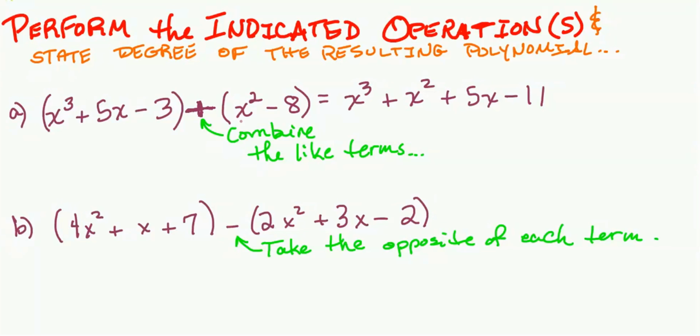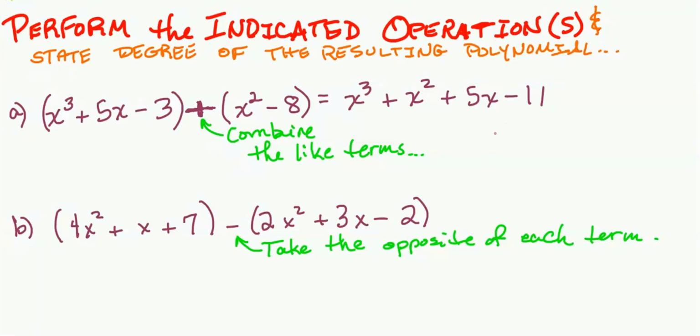When you have addition to start, you just begin by combining the like terms. The x cubed term didn't have anything to combine with, so it just got brought over. Of course, then we have a positive x squared term. Positive 5x didn't have anybody to combine with, but the negative 3 and the minus 8 do combine to make a subtraction of 11 on the end.